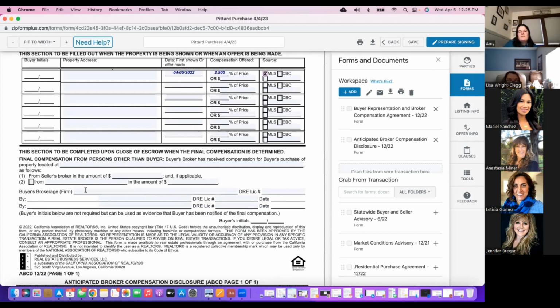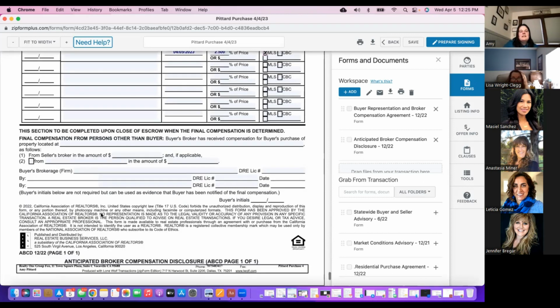Okay, and then you're going to fill out your brokerage firm again here, your information, and that way they can see it. And then the buyer initials the bottom of this page. And the initial is just buyer initials below are not required, but can be used as evidence that the buyer has been notified of the final compensation.